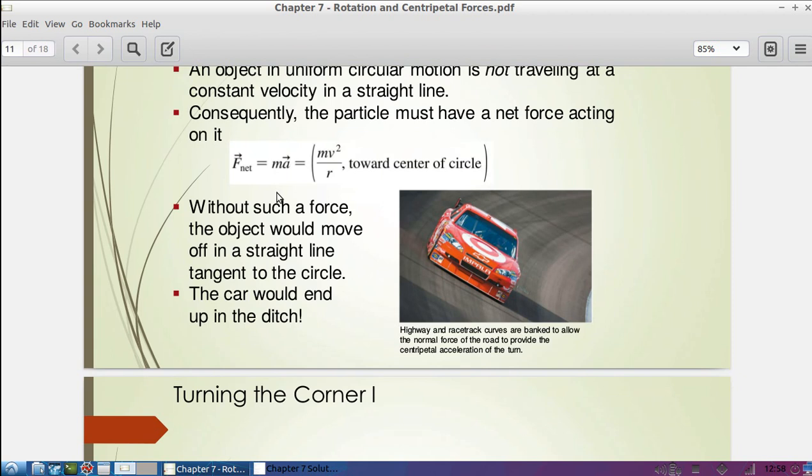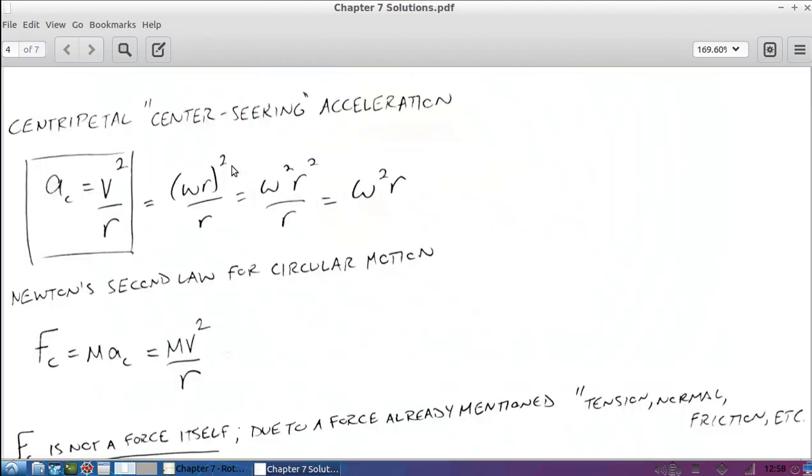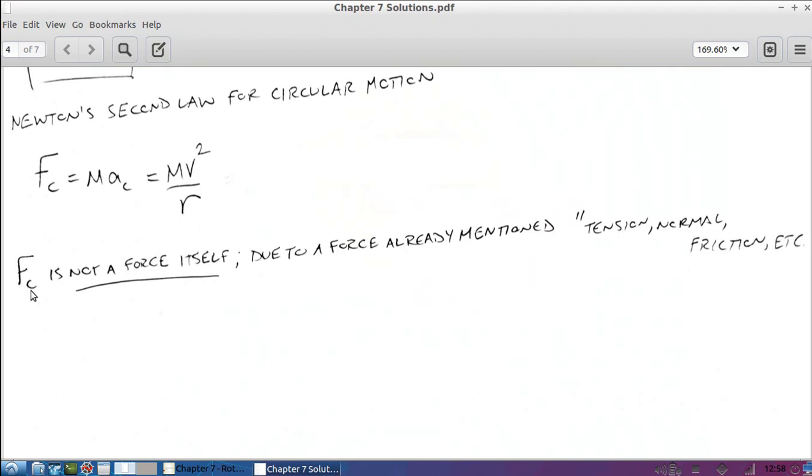Okay, so centripetal force, right? I think I'll refer to it as F sub c. It's not its own unique force. It's not some special force out there in the universe that we discovered. It's due to a force that we've already mentioned, right? You've got friction, you've got tension, you've got a normal force, you've got an applied force, something like that. A centripetal force is actually the result of forces that we've already discussed keeping it on its circular path. Okay, so basically this is F net in the centripetal direction, right?